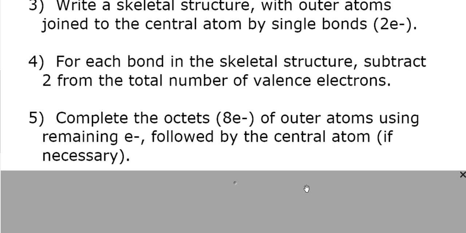Step 5, you want to make sure everything has 8 electrons around it. Start with the outer atoms, and then make sure the central atom has 8. There are some exceptions. When you look at the periodic table, what are some exceptions? Hydrogen can only have 2 electrons around it.